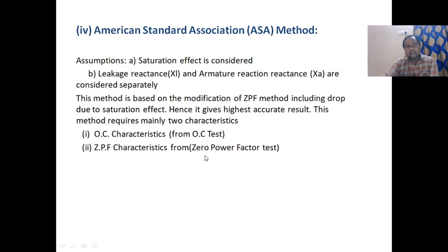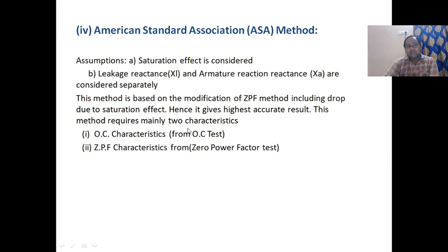Next one is the American Standard Association method. This is an extension of the Potier triangle method. The assumptions are that the saturation effect is considered, and leakage reactance and armature reactance are considered separately. This method is based on the modification of the ZPF method, including the drop due to saturation effect. Hence, it gives the highest accurate result.